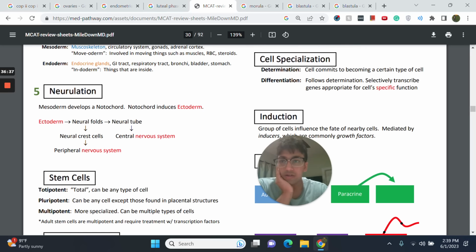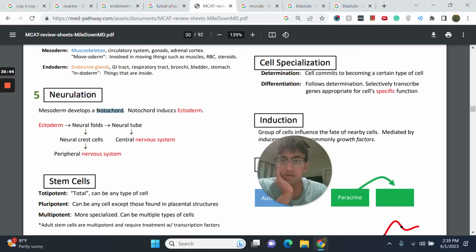Okay, the next thing is neurulation. Neurulation is when you've developed a notochord. The mesoderm forms that notochord, and the notochord induces the ectoderm. The ectoderm forms neural folds and neural tubes. The neural folds will become neural crest cells, which form the peripheral nervous system, and the neural tube forms the central nervous system.